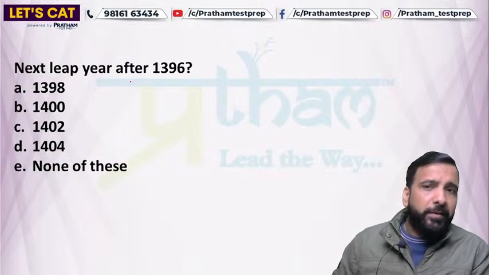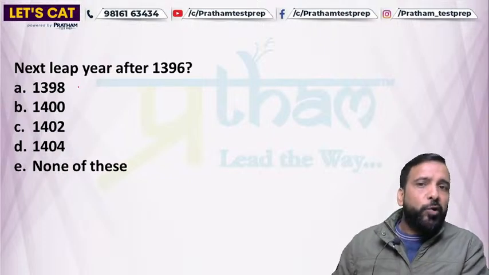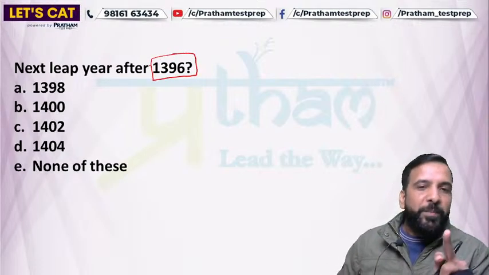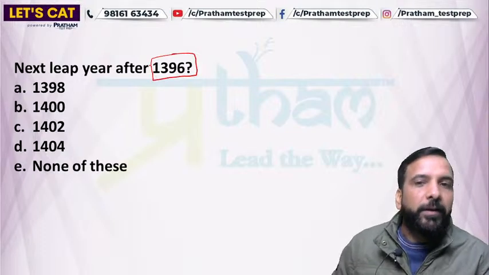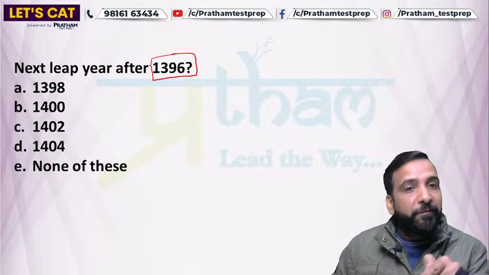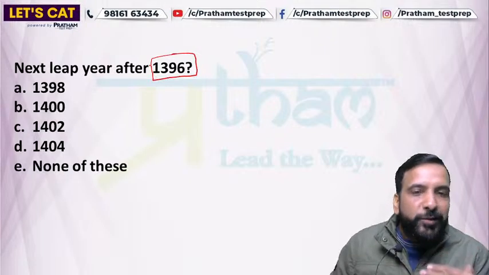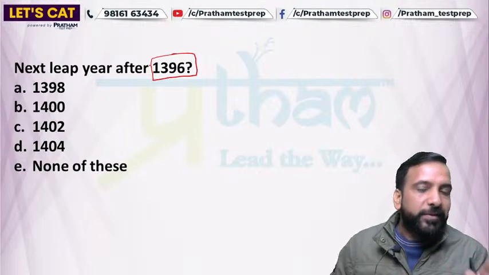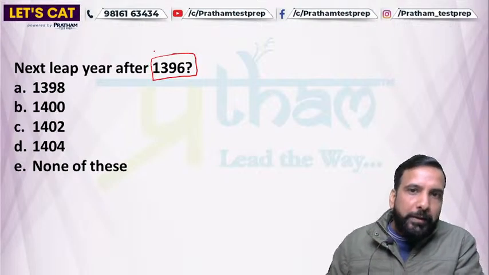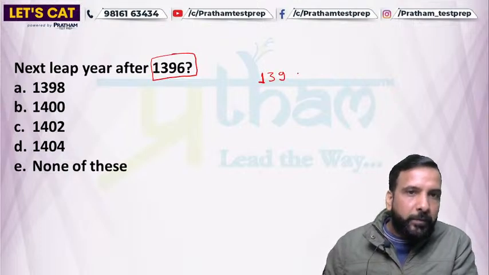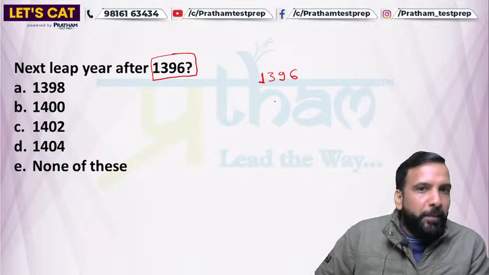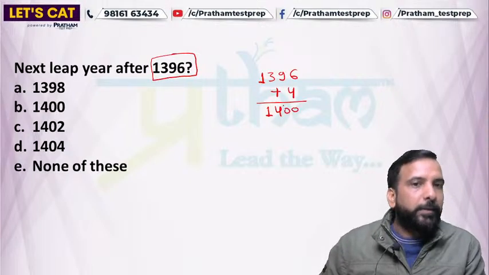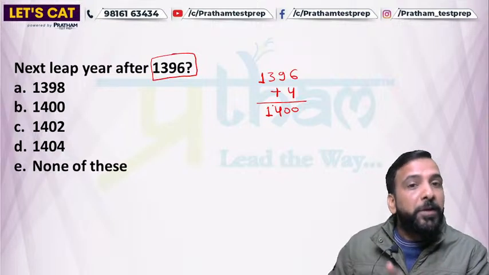In a similar pattern, there is one question based on finding the next leap year after 1396. Make sure sometimes a leap year comes after 8 years also. Why does that happen? Because of the definition of leap year: only those century years which are multiples of 400 are leap years. Other century years are ordinary years, right? So here the year is 1396. Everyone knows a leap year comes after 4 years, so if you add 4 you will find 1400. But now the question is, is 1400 a leap year? Is it so?